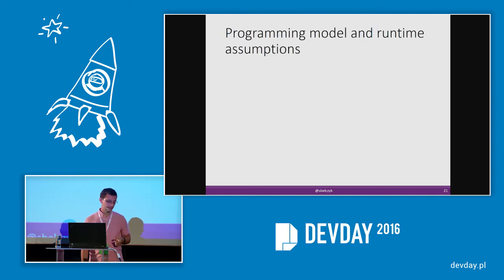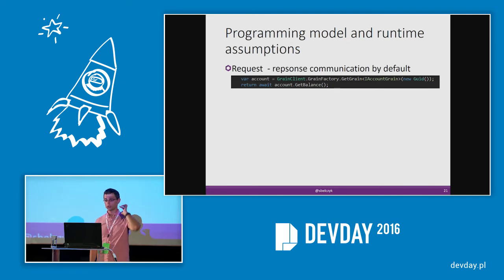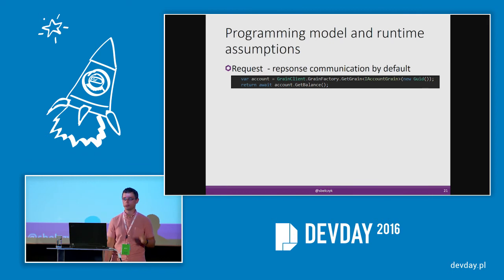And I was telling you that the runtime is making assumptions for you, which cover most of the cases. So let's see what these assumptions are. First of all, all communication in Orleans by default follows a request-response pattern. Basically, you send a message to another actor, and you wait for the reply. It doesn't mean that you block the thread. It just means that you will always wait for some kind of reply.